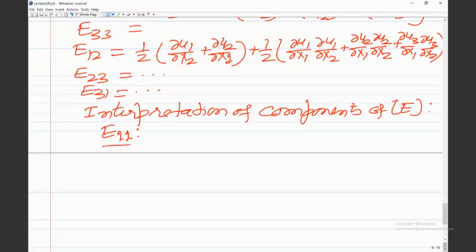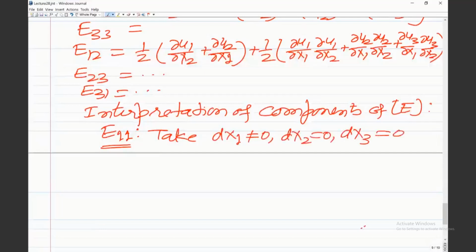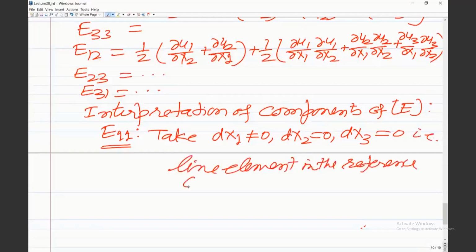For interpreting E11, let us take a line element PQ which is originally parallel to the capital X1 axis, that is, along the X1 direction. So we take dX1 not equal to 0, but dX2 equal to 0 and dX3 equal to 0. This means a line element in the reference configuration is parallel to the X1 axis.